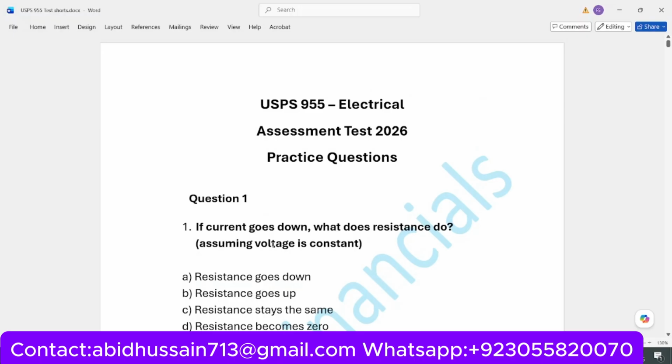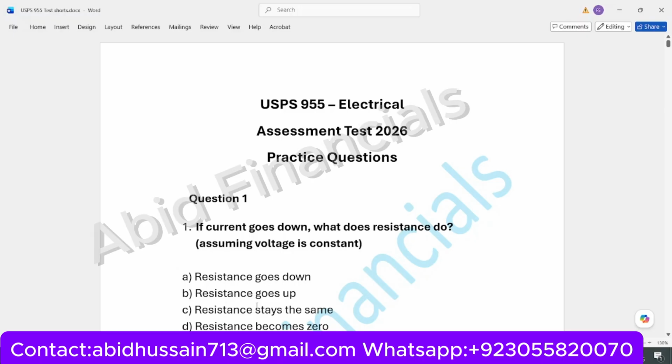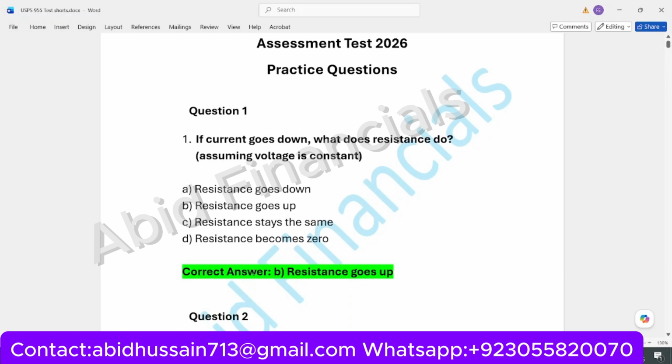Question number 1: if current goes down, what does resistance do, assuming voltage is constant? Option A: resistance goes down. B: resistance goes up. C: resistance stays same. D: resistance becomes zero. The correct option is option B: resistance goes up.